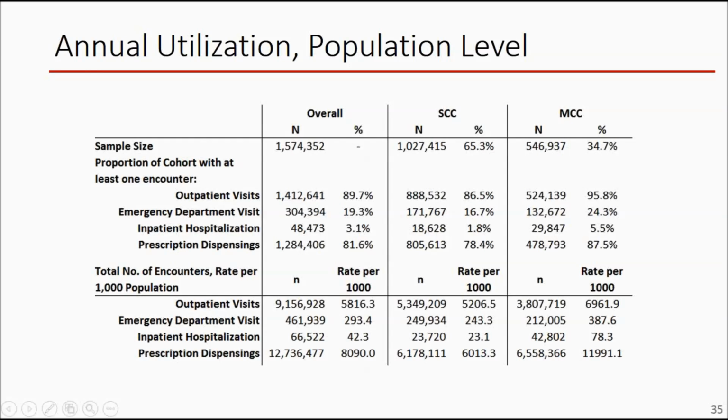And then just to get an idea at the population level of what this looks like, outpatient visits. So the SCC cohort had about 1 million kids in it. They had about 888,000 outpatient visits in a year, compared to 546,000 kids in MCC and 524,000 outpatient visits. Emergency department utilization was higher in the MCC group than the SCC group. Inpatient hospitalization was higher, and prescription dispensing was higher. Same thing as far as the rate of encounters.